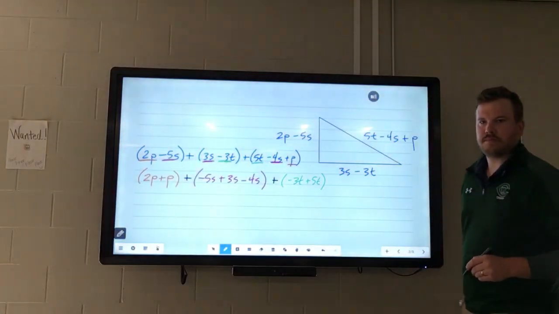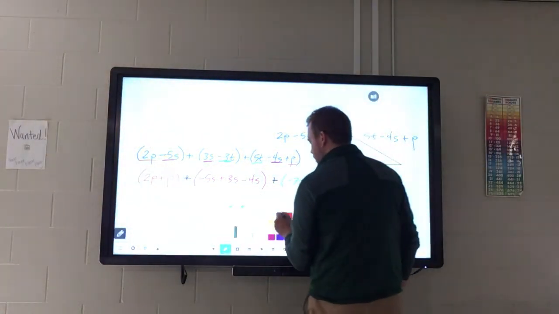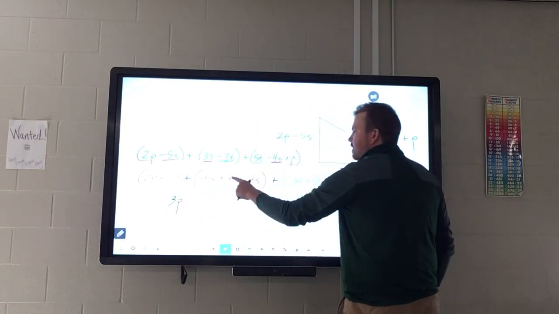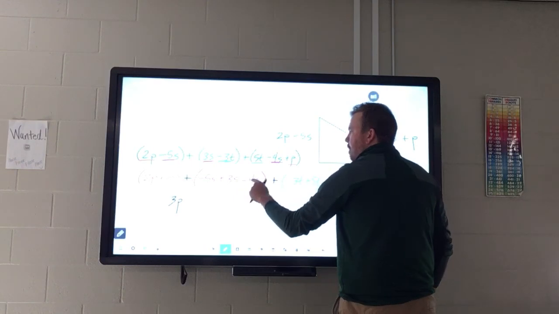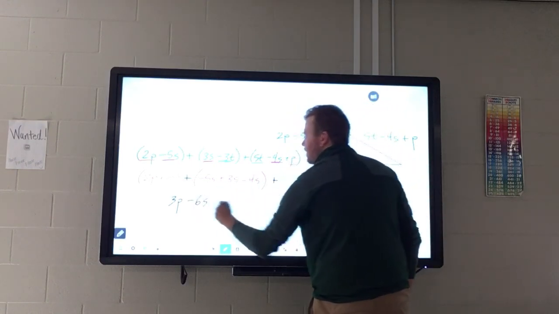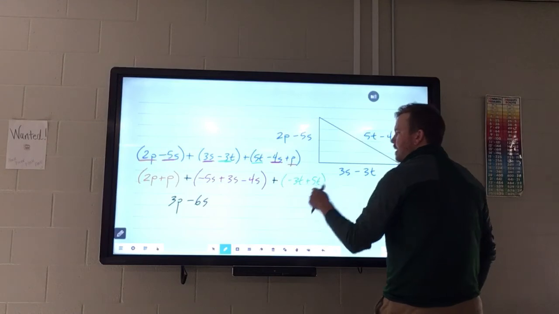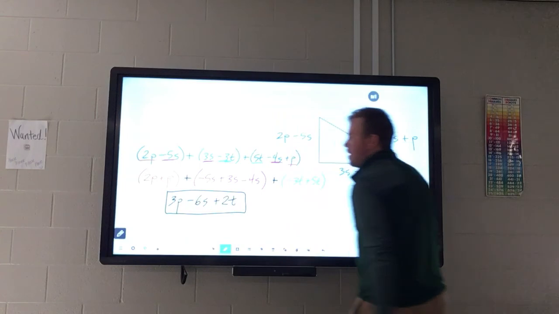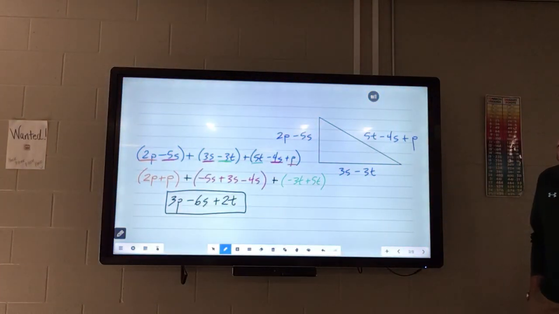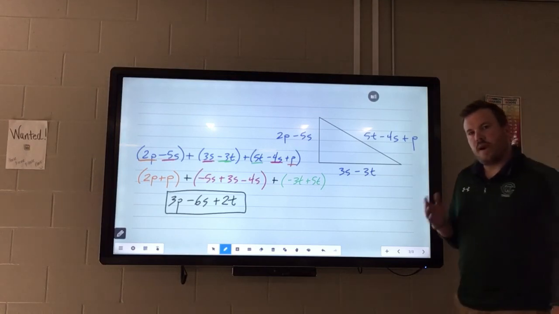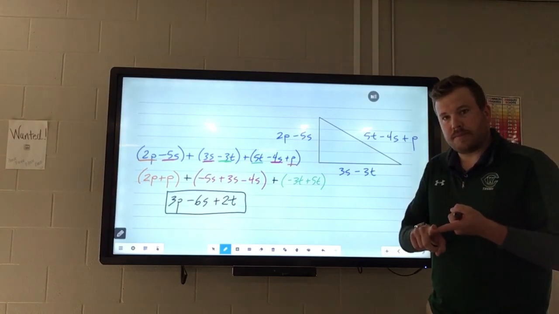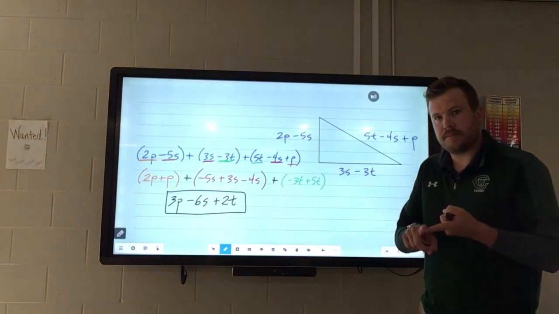Now it's just simplifying. 2p plus p is 3p. Negative 5s plus 3s is negative 2s, minus 4s is negative 6s. And negative 3t plus 5t is 2t. So the perimeter of this triangle is 3p minus 6s plus 2t. So again, when we are adding or subtracting expressions, it's all about combining like terms, okay? Combine like terms. Get your homework done.